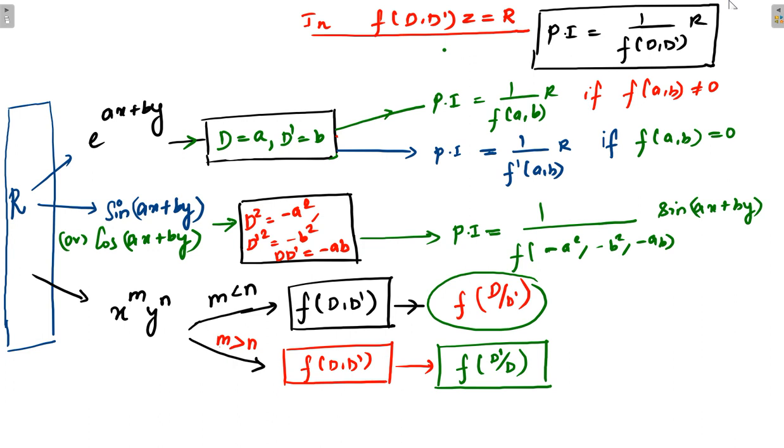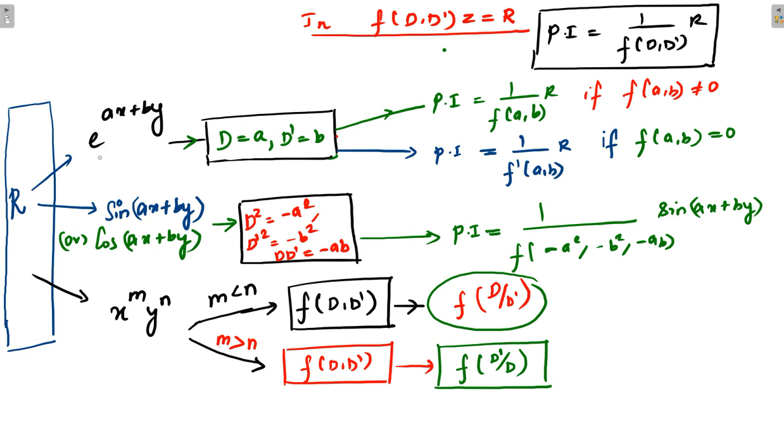In f of D comma D dash of z equal to R in a partial differential equation, this is the form of the particular integral. You have to use this formula to find the particular integral. So PI equals 1 by f of D comma D dash into R. R should be a function of x and y. So here I am taking R as e power ax plus by.